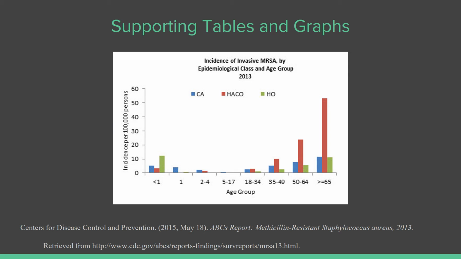Now, I will be moving on to tables and graphs on MRSA. The first graph shows incidence of MRSA based on age group. As we can see, there is higher incidence among people in their 50s and 60s. Now in this graph, CA stands for community-associated MRSA, HO stands for hospital onset, and HACO stands for healthcare-associated community onset. The difference between HO and HACO depends on hospitalization criteria, but both HO and HACO fall under healthcare-associated MRSA.